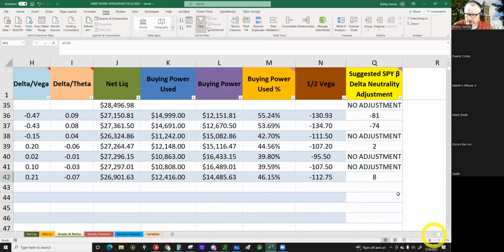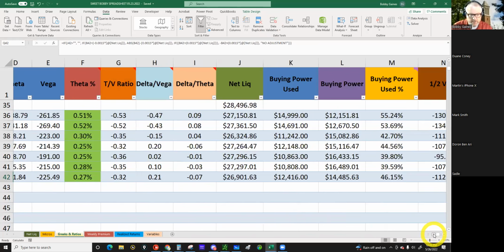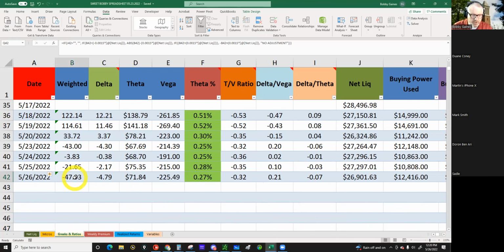So on the one account, it says that I need positive 8 deltas. Well, the easiest way to do that is to do what? I could buy 8 shares of SPY. Right? Now I'm totally delta neutral.